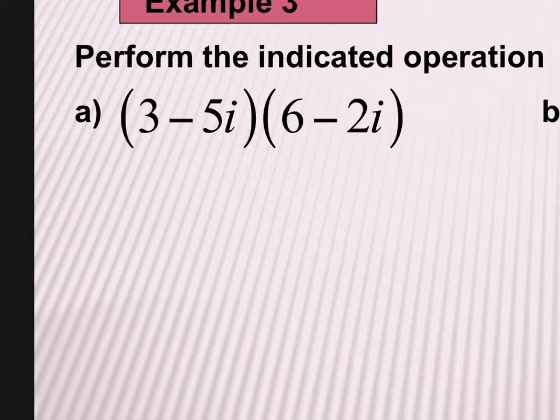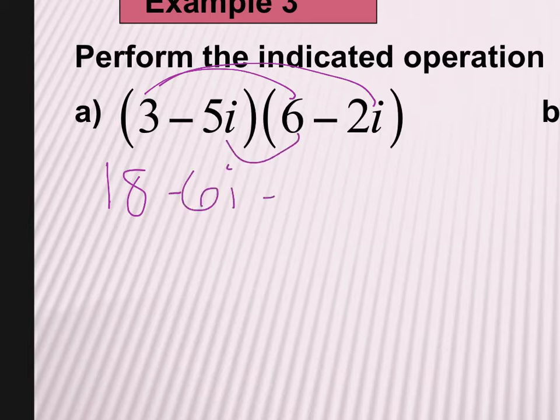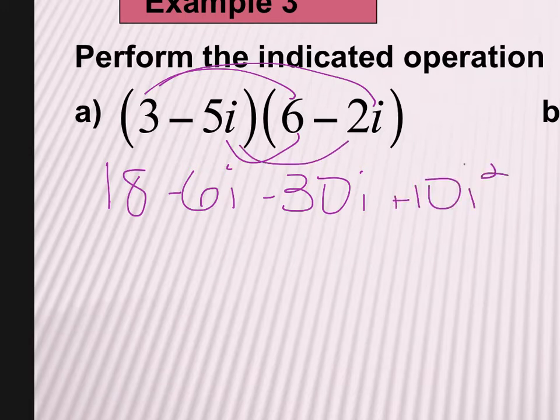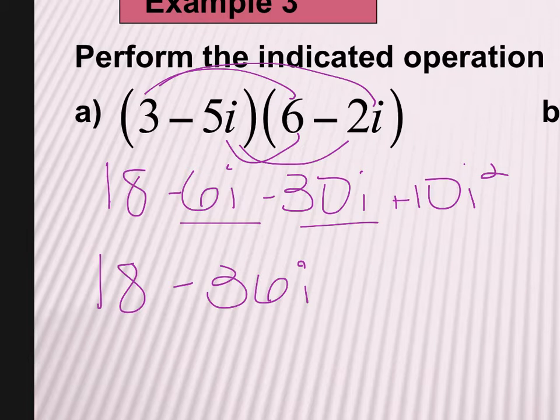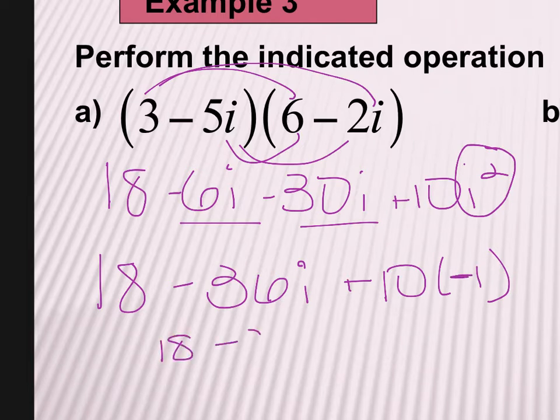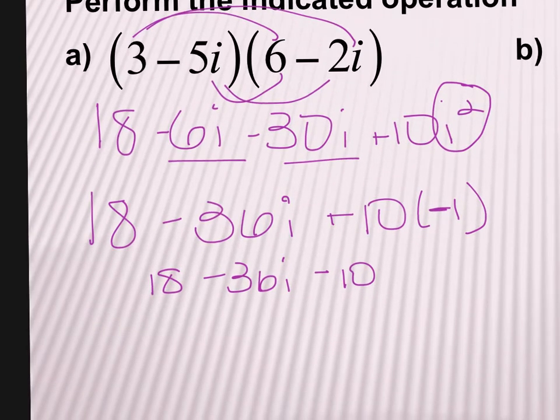Okay, so I'm going to FOIL this out. I multiply the first, 18. The outer, negative 6i. The inner, negative 30i. And the last, positive 10i squared. So I have 18, negative 6i and negative 30i give me a negative 36i. And then i squared becomes a negative 1. So I'd get 18 minus 36i minus 10, which becomes 8 minus 36i.